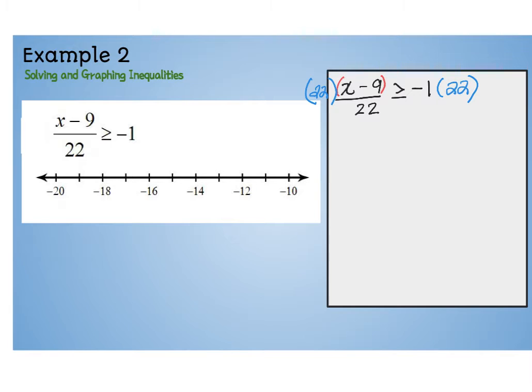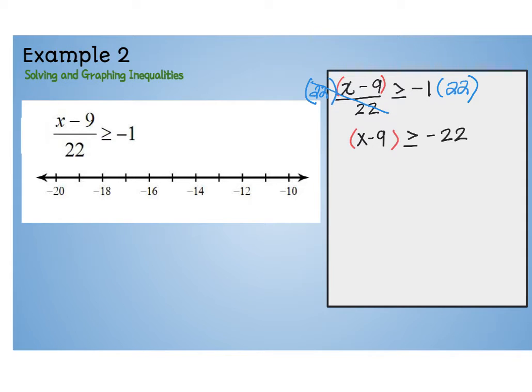And what that does is that eliminates the denominator because anything divided by itself is 1. And then I'm just going to bring down what was left on top in my numerator, which was just x minus 9. And then I'm going to bring down the inequality symbol, and negative 1 times positive 22 is negative 22.